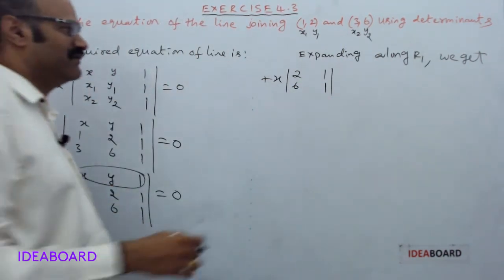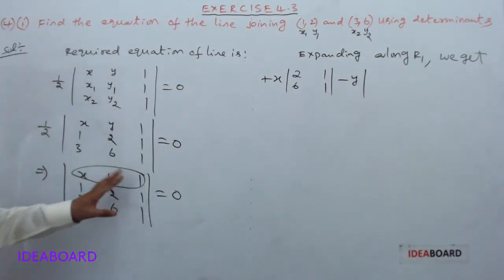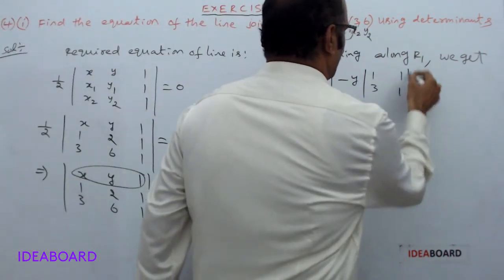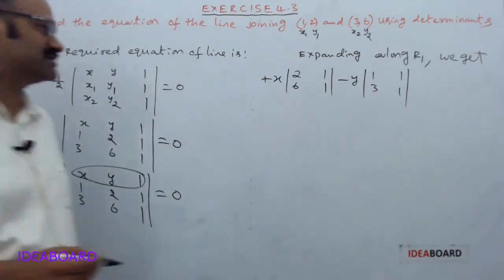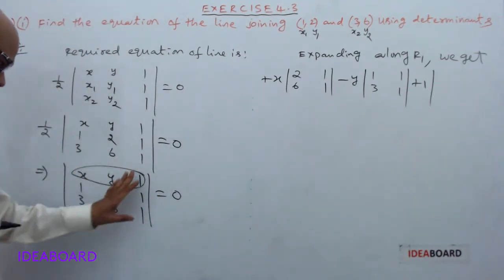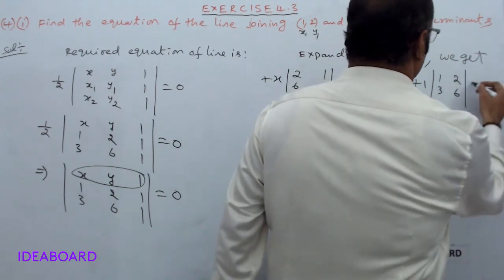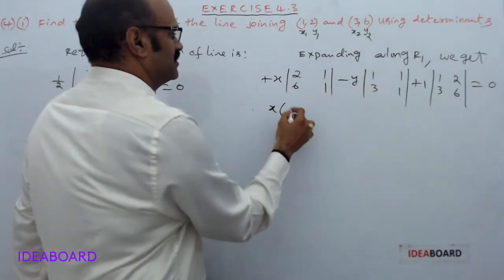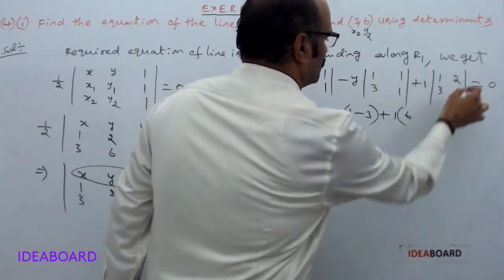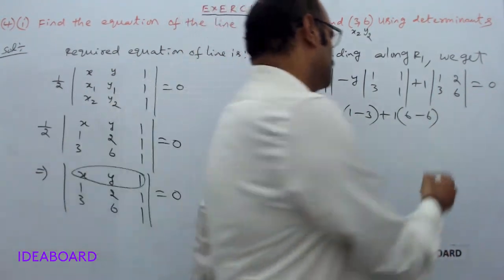Next minus y into determinant of the element y, which lies in first row and second column: 1 1 3 1. Next plus 1 into determinant of 1, which lies in first row and third column: 1 2 3 6, equal to 0. Then we have x into (2 minus 6) minus y into (1 minus 3) plus 1 into (6 minus 6) equal to 0.